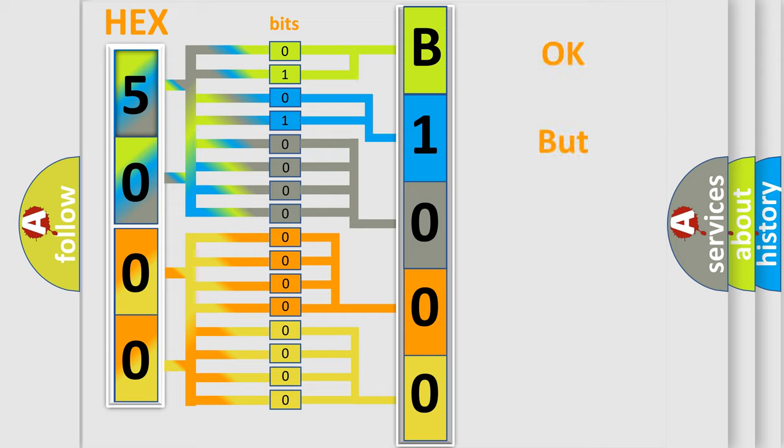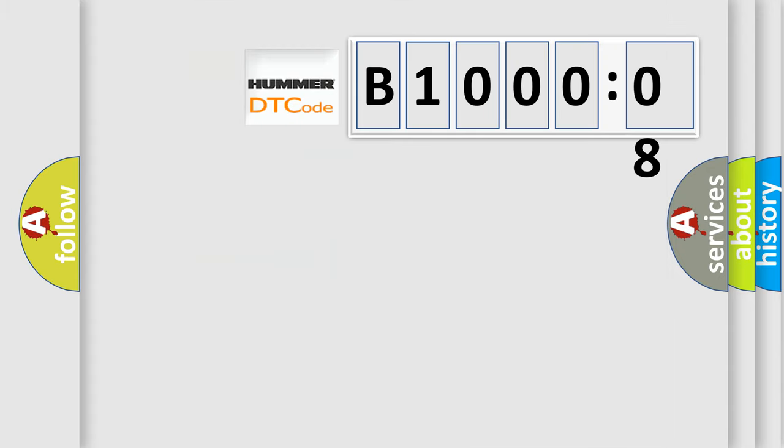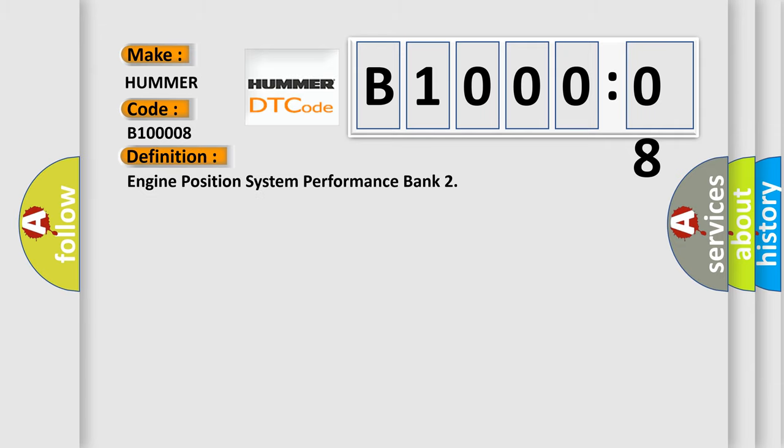The number itself does not make sense to us if we cannot assign information about what it actually expresses. So, what does the diagnostic trouble code B1000-08 interpret specifically for car manufacturers? The basic definition is engine position system performance bank. And now this is a short description of this DTC code.